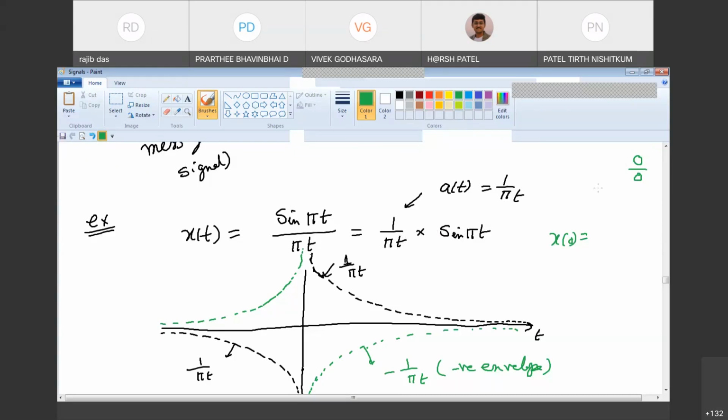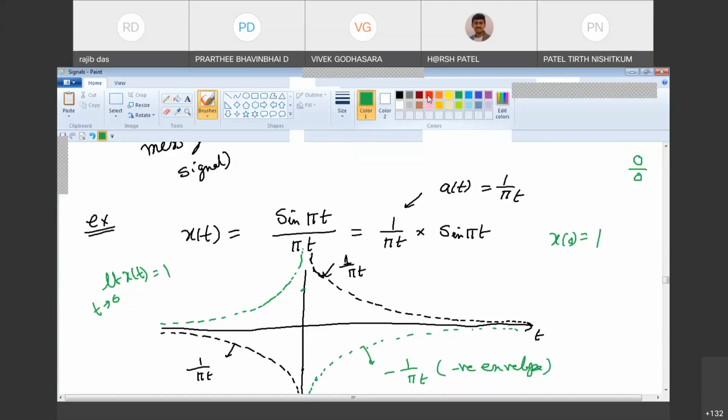So limit t tends to 0 of x(t). You should take the derivative of this one, cos pi t, and pi will be there. Again, in this derivative the pi will cancel out, and then you can put 0 and you will get its value as 1. That is exactly correct. So at t equal to 0, its value will start from 1.